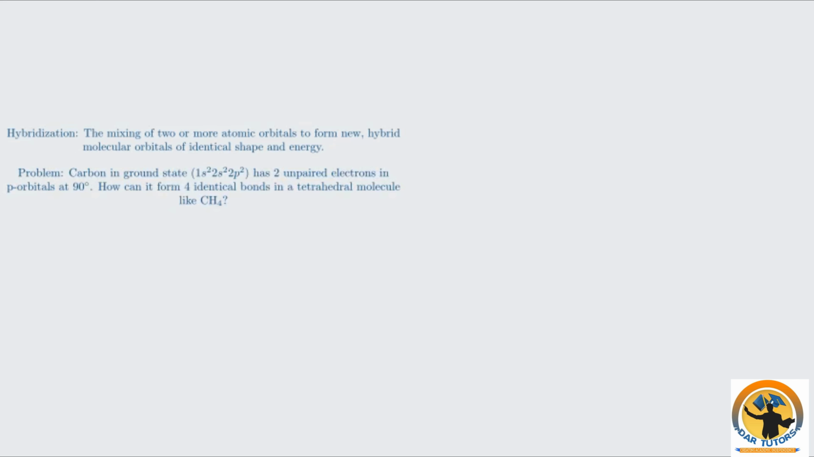1s² 2s² 2p². It has two unpaired electrons in its p orbitals, and these p orbitals are oriented at 90 degrees to each other. If it bonded using these, we'd expect a bent molecule, not a tetrahedral one. We also wouldn't expect it to form four identical bonds. Hybridization solves this problem.